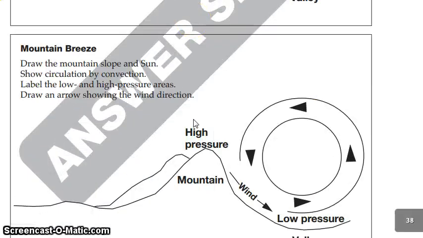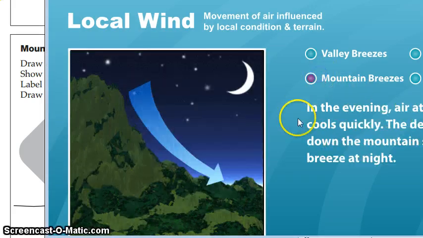And the last thing that we looked at was a mountain breeze, and that's the opposite of the valley breeze, where we have, again, nighttime, and we have the high pressure on top as the air cools off during the night and sinks down into the valley. And we looked at our animated graphic for that one.